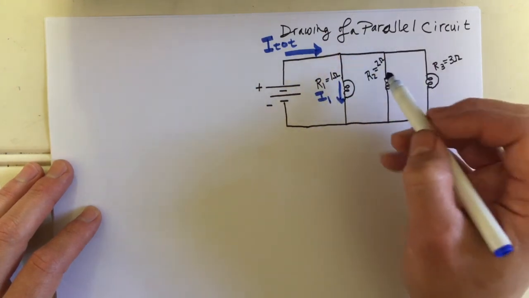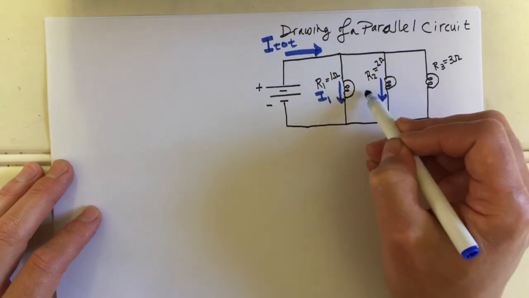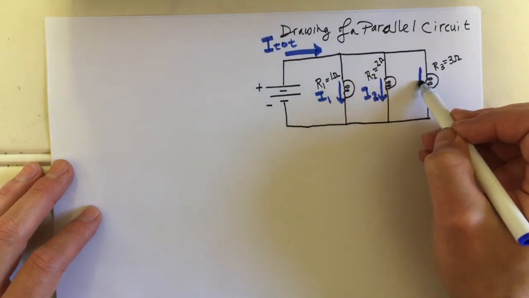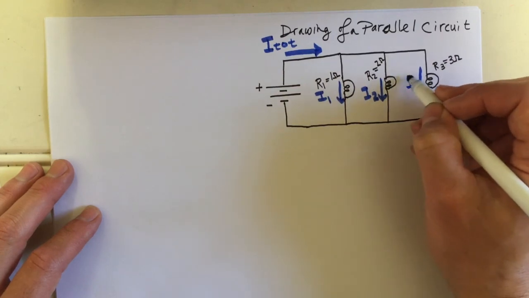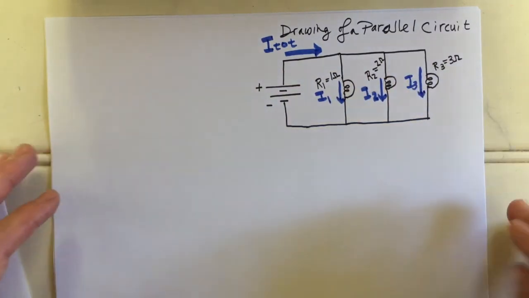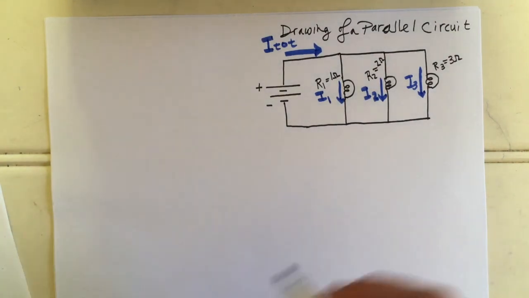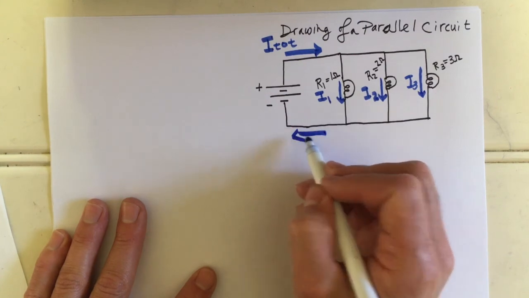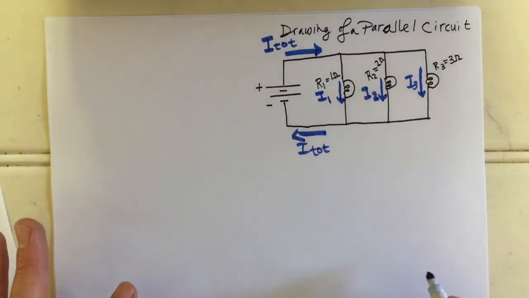We don't really know what that is, but we do know when it passes right through here, this will be I2. And when it passes through right here, this will be I3. Okay, interesting. All right, and then when it comes all back together right here, it'll be back to being I total because current is conserved.